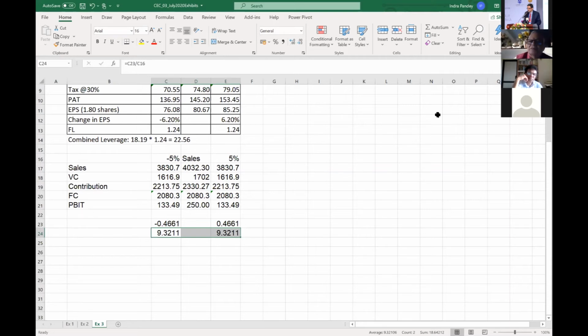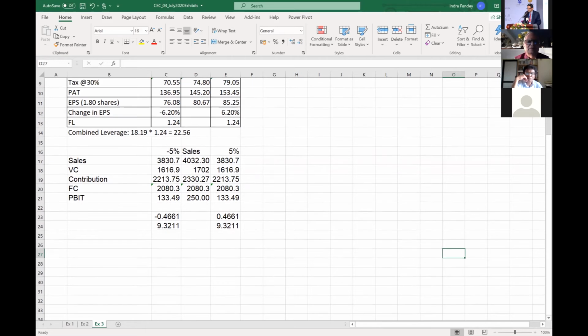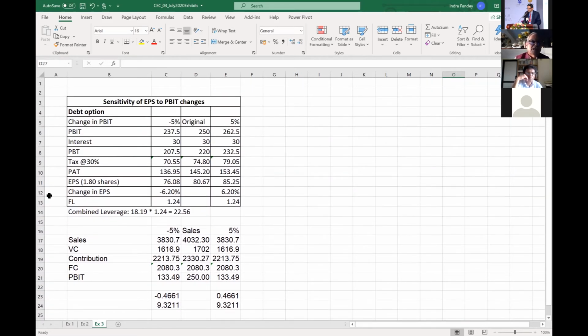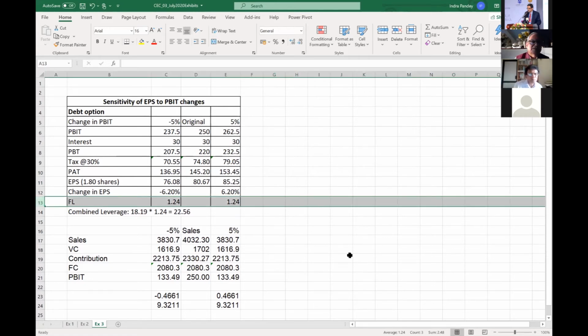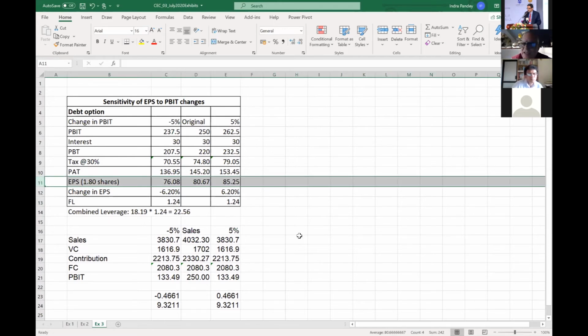But my financial leverage calculations are, of course, different. Here I find financial leverage is 1.24. You can calculate your own again. It is the change in your EPS. I have taken only 1.8 billion as the shares. If I change shares at the rate of the IPO price, which is 50% more, then the number of shares will be less. But I think your financial leverage will not change. So here you have 1.24.